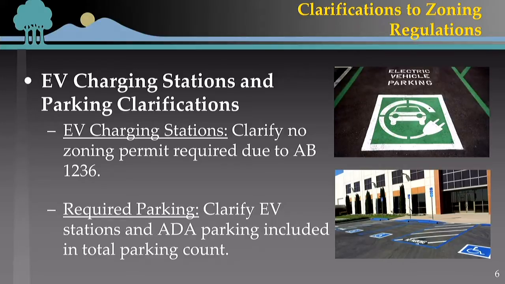EV charging stations were addressed with AB 1236, a streamlining law that requires cities to expedite permitting of EV charging stations. So staff is proposing adding a section to clarify this exemption from a zoning permit and refer to Chapter 8 for building permit requirements. And currently, it is not clear how EV charging stations and ADA parking spaces are counted in the total required parking spaces. So staff is proposing to clarify that and add language that states that the total required parking spaces is inclusive of EV charging stations and ADA parking spaces.